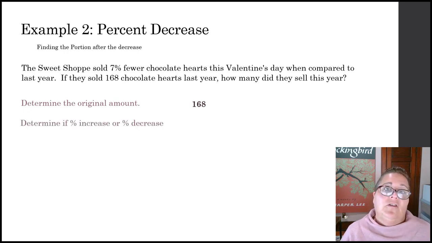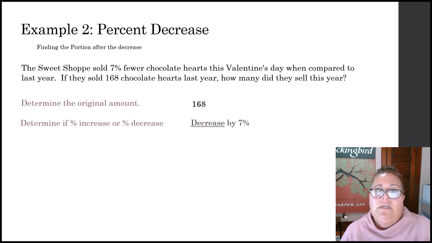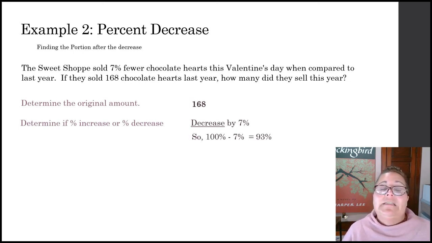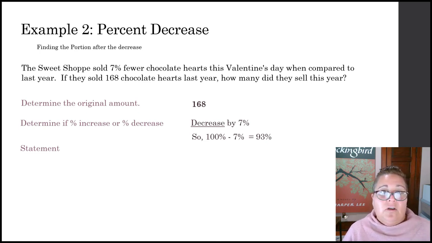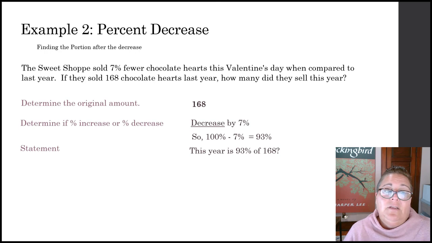Is this particular problem an increase or a decrease problem? Well, 7% fewer is a decrease. So we're going to decrease by 7%. That means that the percentage I'm using is going to be 100 minus the 7%, or 93%. So, as a restatement, I need to figure out this year is 93% of 168. What is 93% of 168?